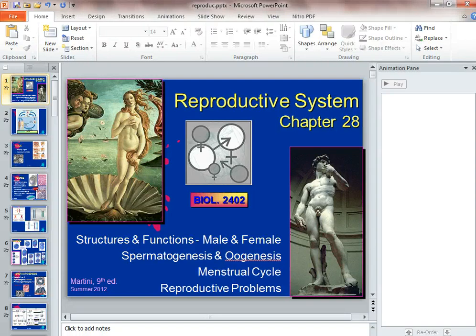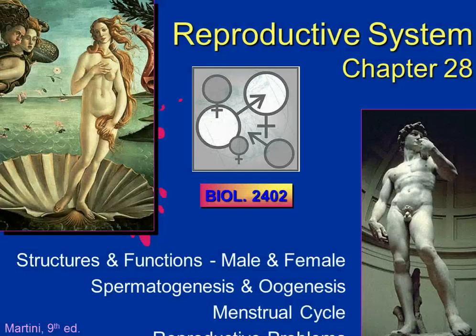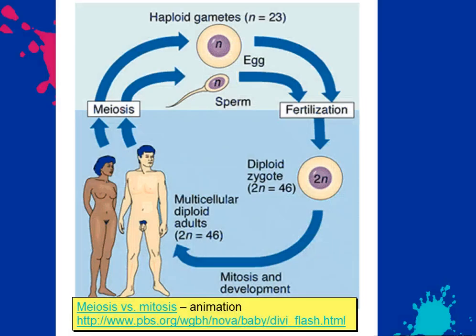Okay, we're going to do the next to last chapter, reproduction. Anatomy, we'll have in lab also, spermatogenesis and oogenesis, menstrual cycle, and problems. Spermatogenesis and oogenesis are going to be the trouble areas, I can tell you already.